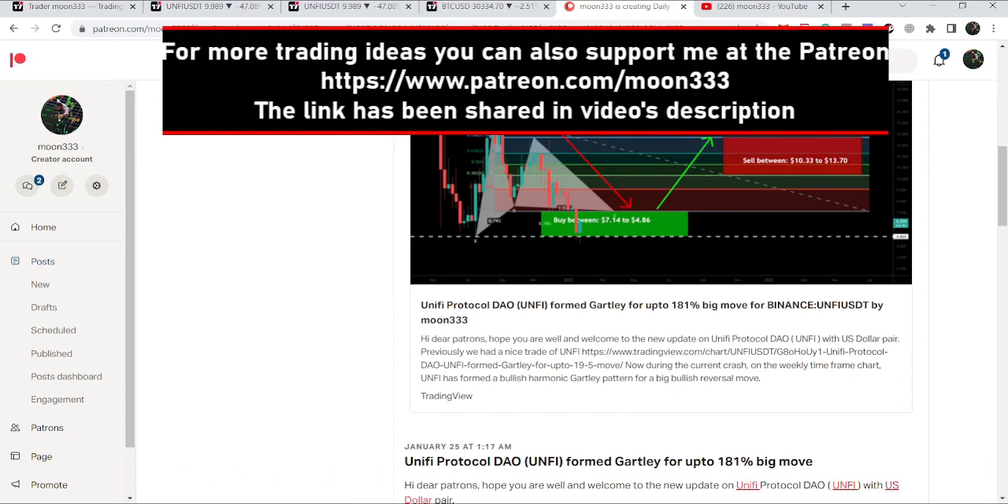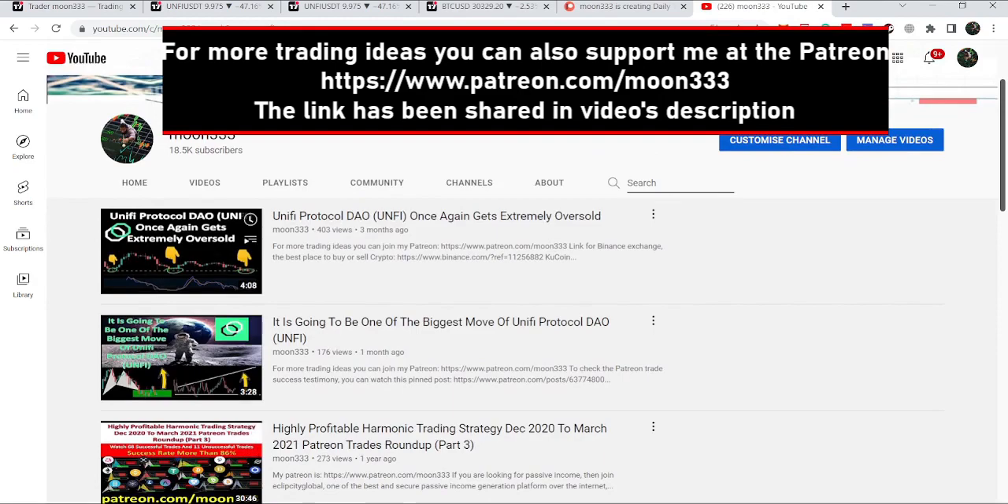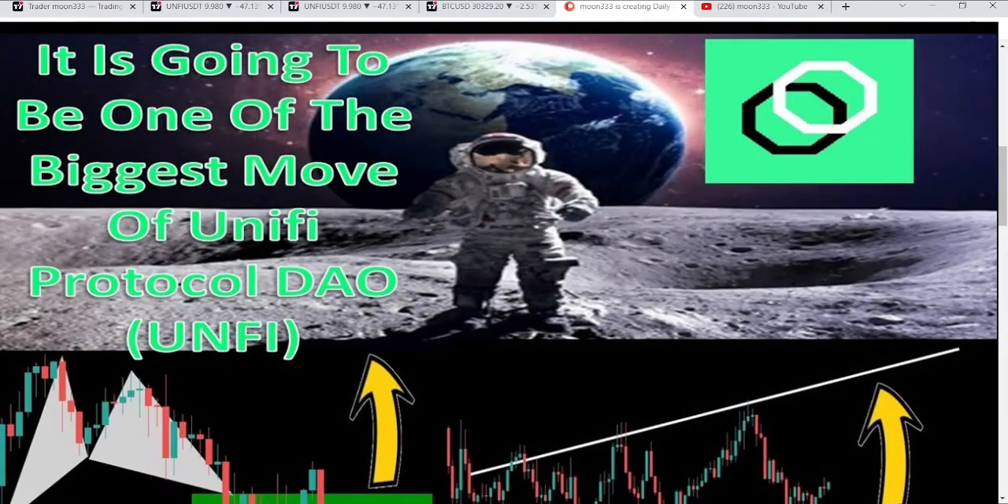So let's start the analysis. First of all, let me begin with this idea. In fact, I have been sharing different harmonic patterns and harmonic trade setups for my members here at the Patreon, and I also shared this idea, by the way, with you here on YouTube and on different platforms as well. And this was this harmonic bullish reversal Gartley move that was formed on the weekly time frame chart.